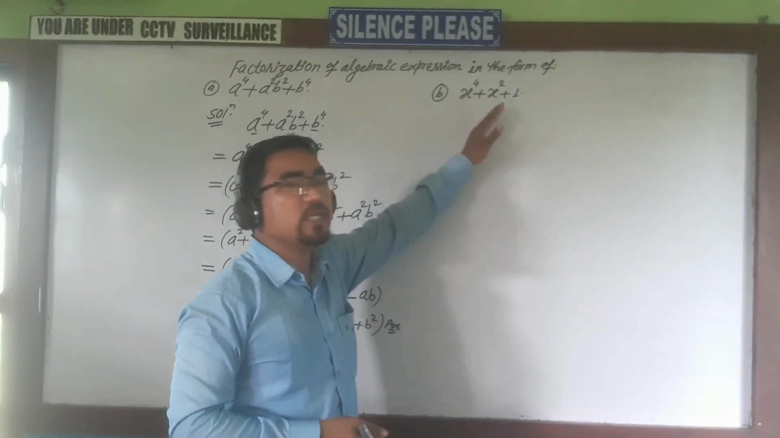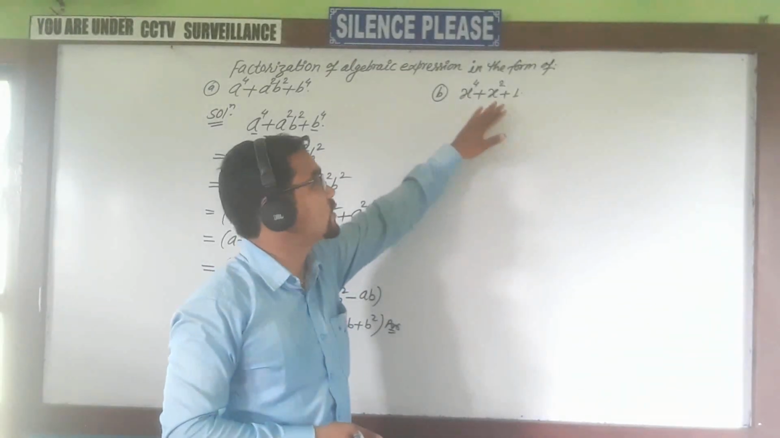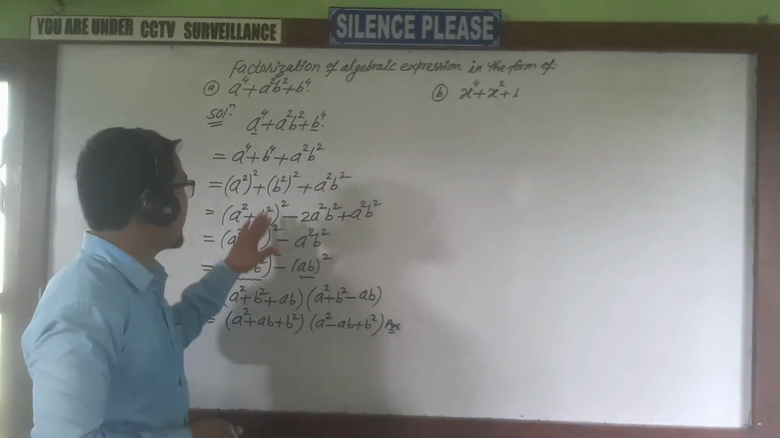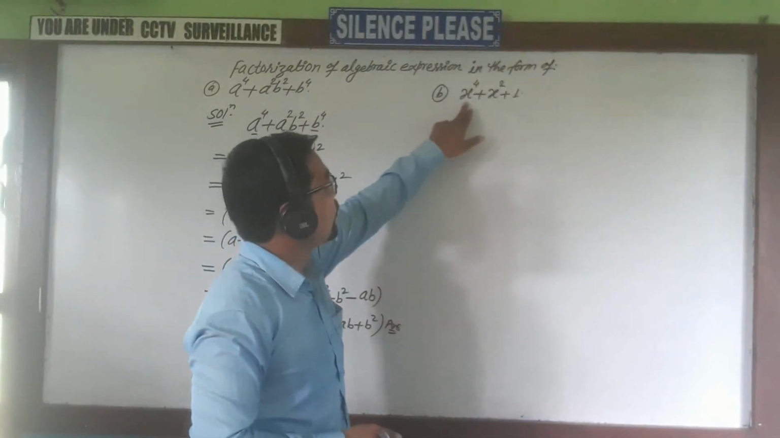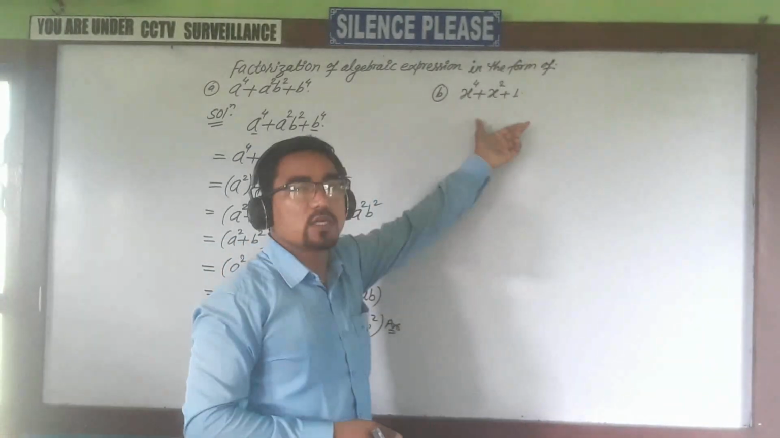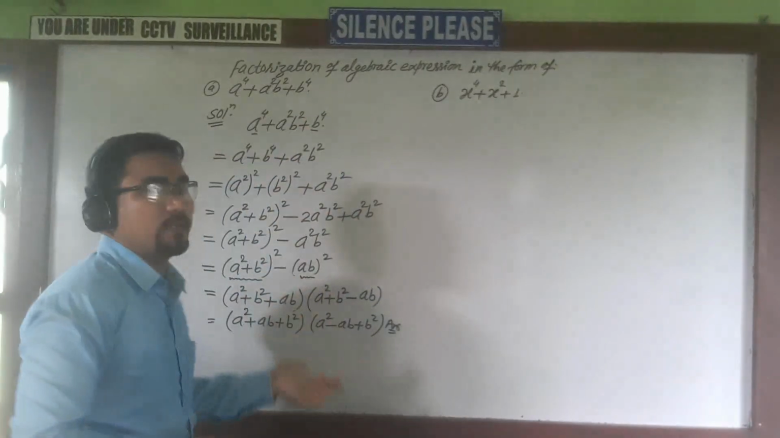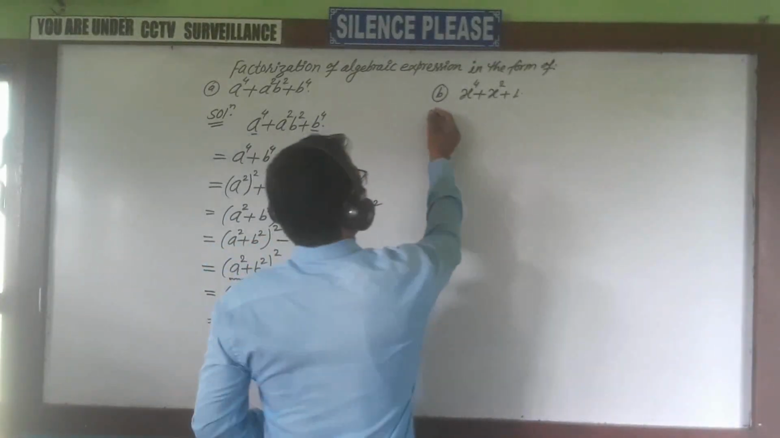By looking at x power 4, directly we can understand this can be solved by using these two formulas, a square plus b square and a square minus b square. So here x power 4 plus x square plus 1 can also be done in the same way. Okay. So look everybody here. The solution.